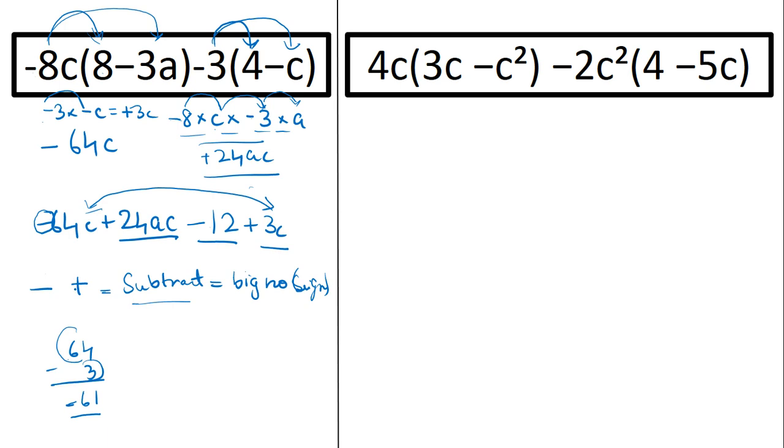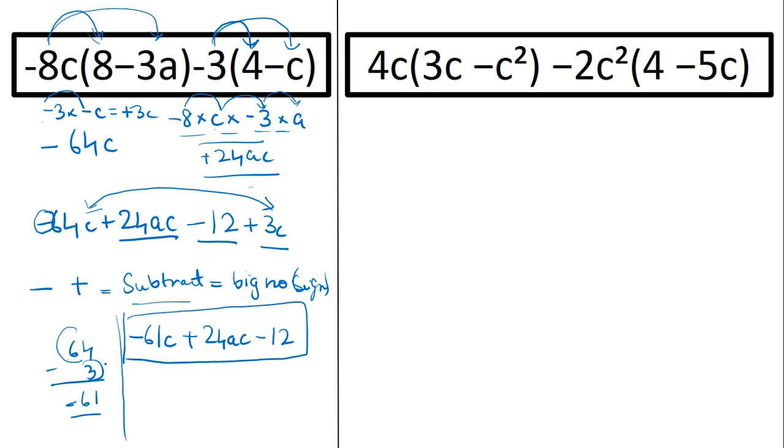When there is a negative and a positive, you always subtract, and then you check the bigger number's sign. Whatever sign the big number has, the answer has the same sign. So now I have a negative 61. And also there's a C attached, so my final answer becomes negative 61C plus 24AC minus 12. 24AC and negative 12 stay the way they are. I just have to do 64 minus 3, with the sign of the bigger number, so negative 61, and my final answer is negative 61C plus 24AC minus 12.